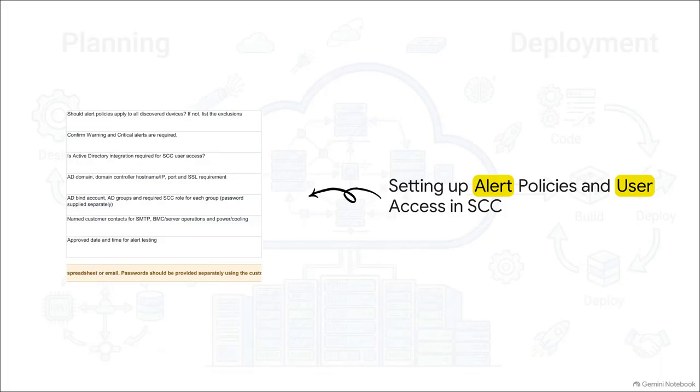At the same time, if you're using Active Directory for user access, you need to have your AD domain, the controller IP, and those specific AD bind accounts and groups totally ready to map to your SCC roles. And listen, you definitely don't want every single notification firing at once to everyone. That's a nightmare. You must define your alert policies up front.